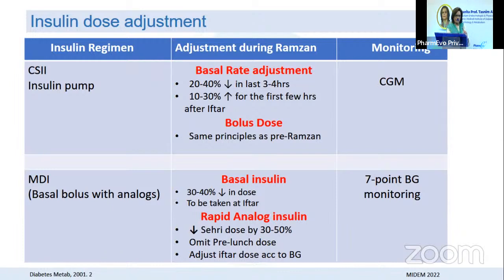If you're using NPH and regular insulin, then the pre-Ramzan NPH morning dose is to be taken in the evening, and 50% of the pre-Ramzan evening dose to be taken at Sehri. And for regular insulin, Paras has actually already gone into it, so reduce the dose at Sehri. But you can have the same dose or more dose if you're pre-mixed. I don't want to talk much about it, but again, 50% reduction.